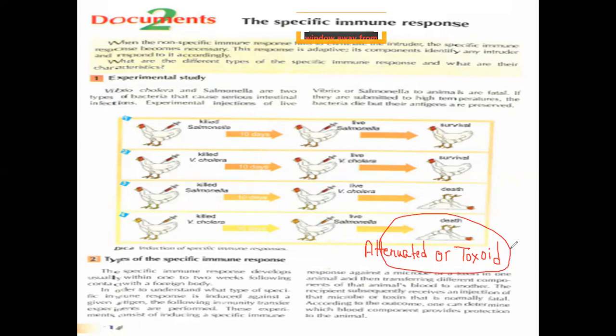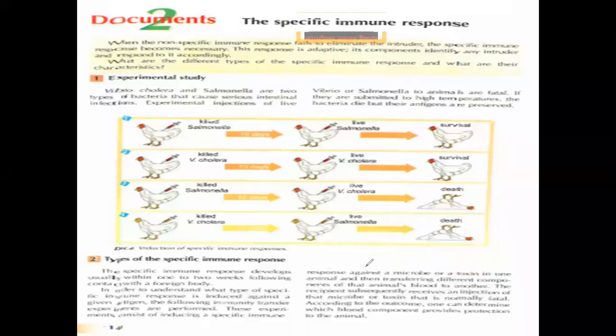So here the recipient subsequently receives an injection of that microbe or toxin that's normally fatal. According to the outcome, one can determine which blood component provides protection. We said if the serum gives me protection, which type of lymphocytes is it? Let's see if you remember or not. If I say the serum provides the protection, sorry, so which type of lymphocyte is working here? If I say serum.